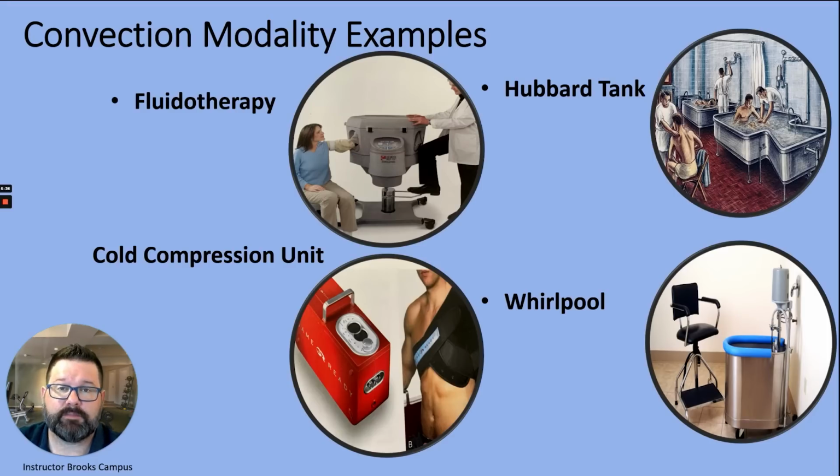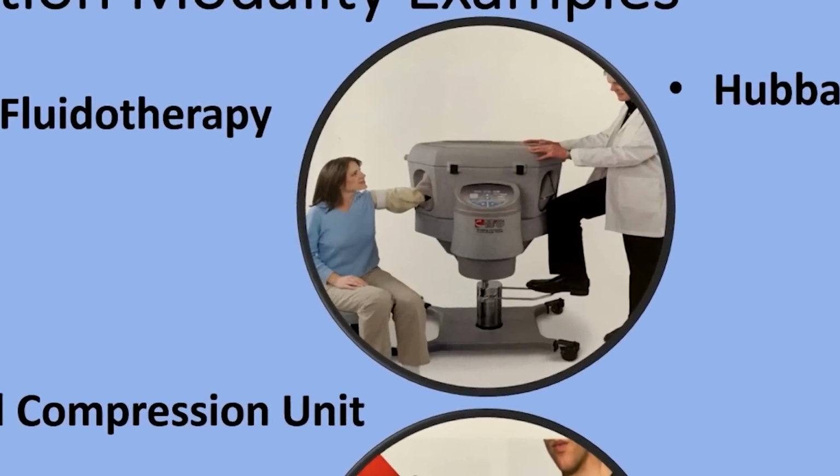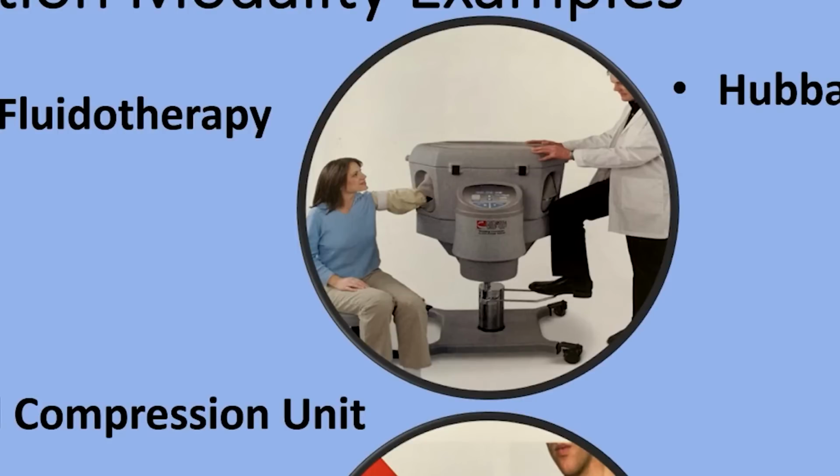Let's look at a couple of examples of common convection physical agents you will see in the clinic. First is fluidotherapy. Now, this modality makes people miss a lot of questions that they don't need to miss. The name is misleading. It is not fluid. It is actually physical particles that circulate around the limb as if they were a fluid. So with fluidotherapy, I want you to think of very small grains of corn, small cellulose particles that flow around.